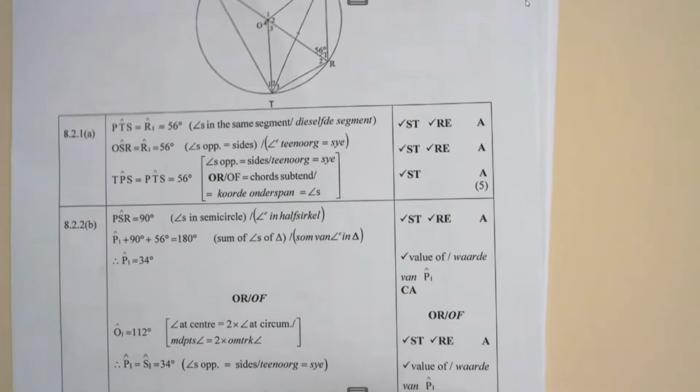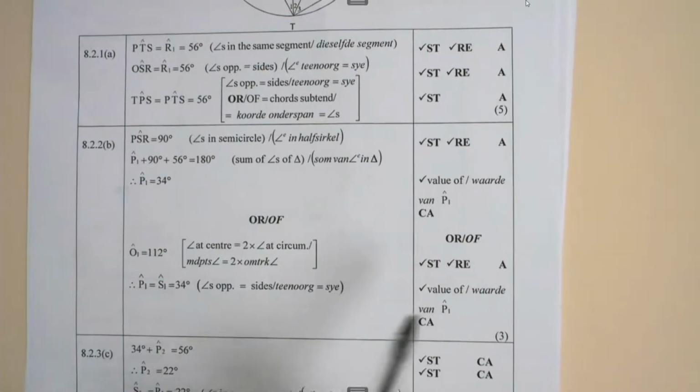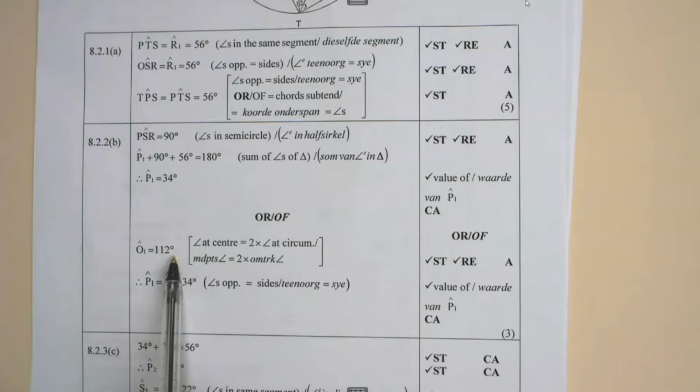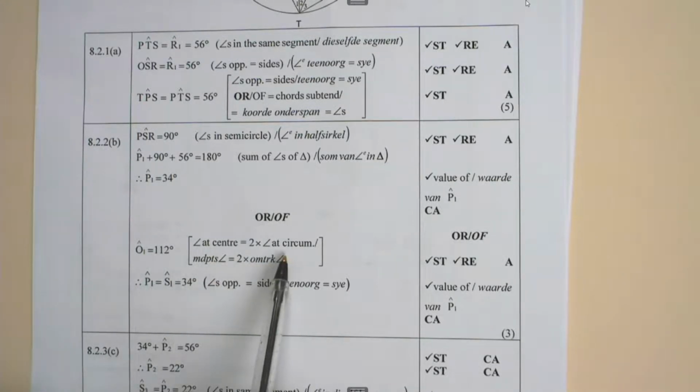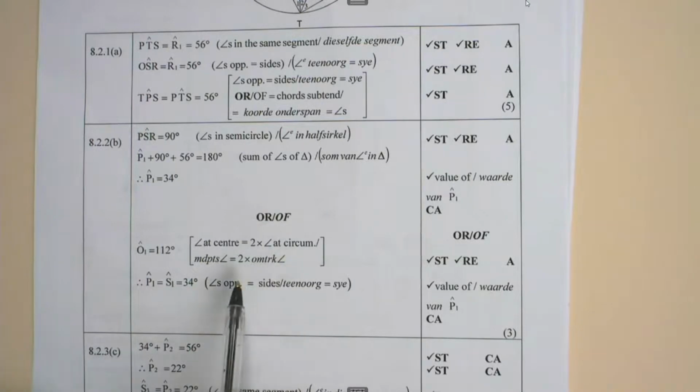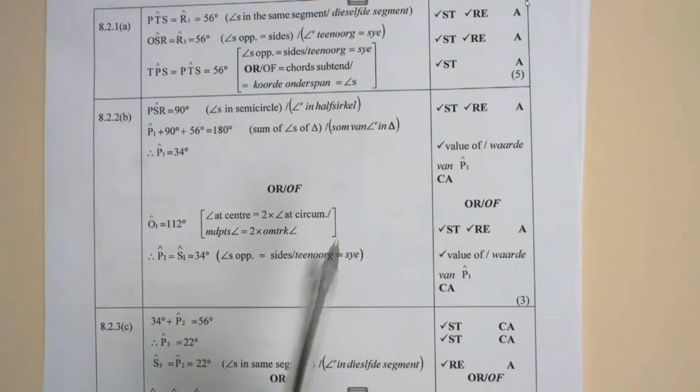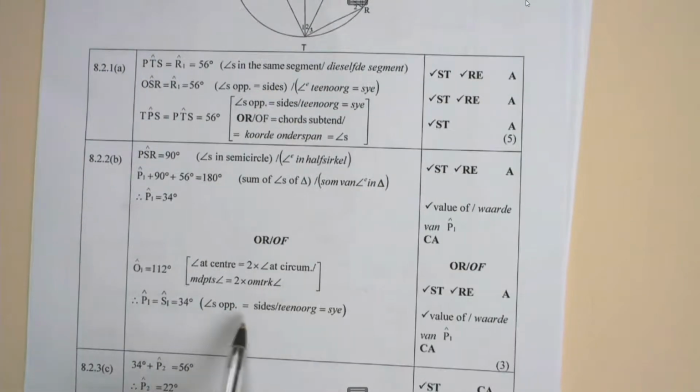Total is 3. There is another alternative. If a learner will say O1 is equals to 112, the reason being angle at the center is equals to twice angle at the circumference. And then here they can also say P1 is equals to angle S1, which is equals to 34 degrees. So here the reason is angles opposite equal sides.